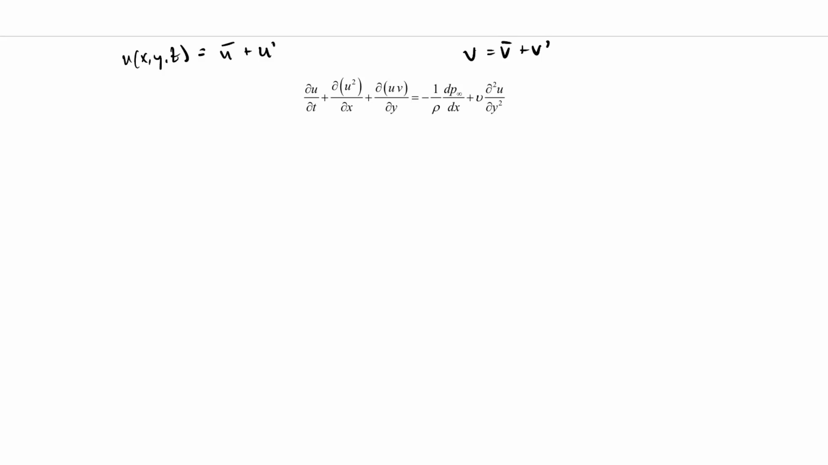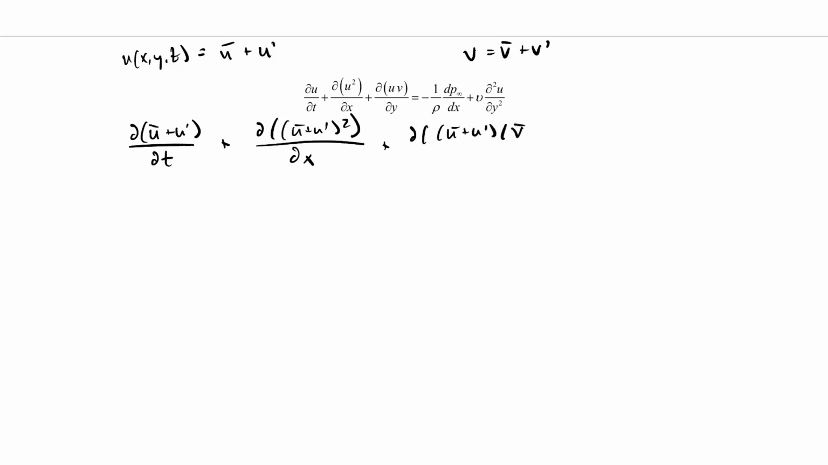We end up with the derivative of U bar plus U prime with respect to time. Substitute U in there. And then we have the derivative of U bar plus U prime squared with respect to x. Here we have duv, so that's going to be d of u bar plus u prime times v bar plus v prime with respect to y.